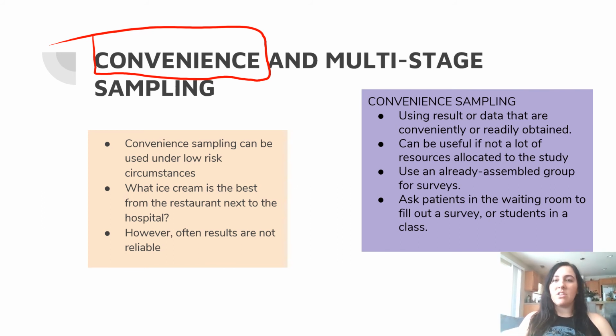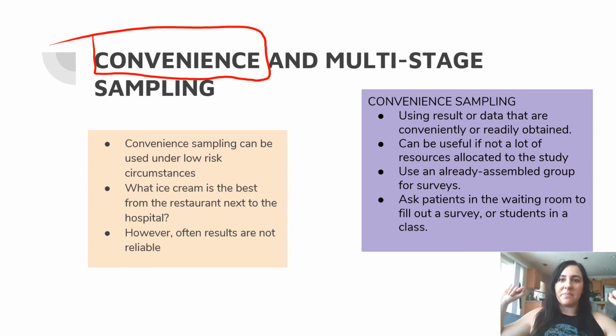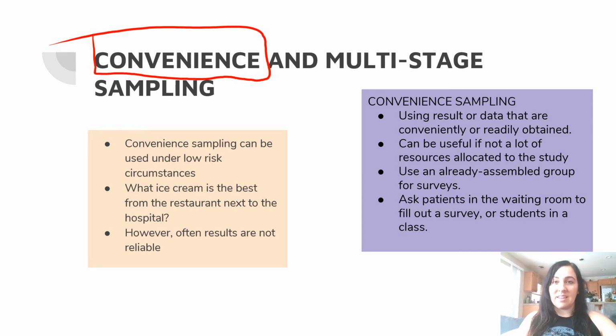Just stand in front of the truck, and every time someone gets in line to order their ice cream, ask them what they think is the best ice cream, and then you can collect your data like that. Your sample will just be everyone that shows up and buys ice cream. For that reason, it's very convenient. It's just whoever shows up.